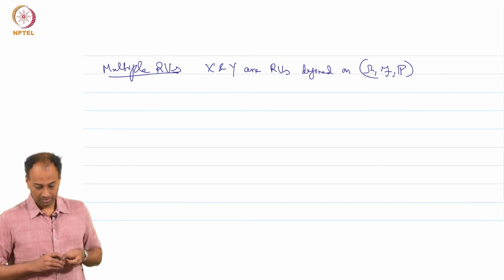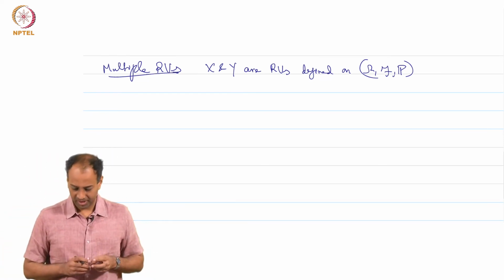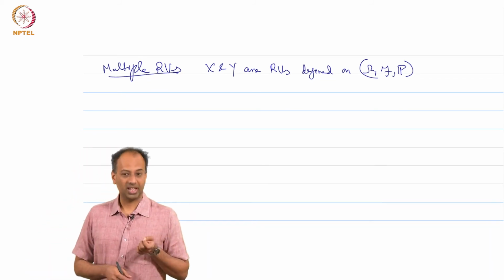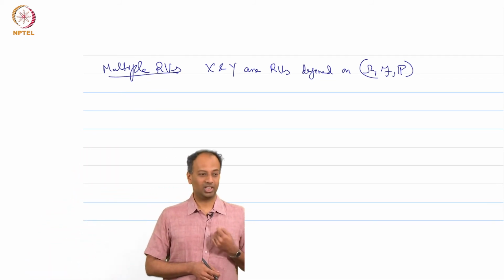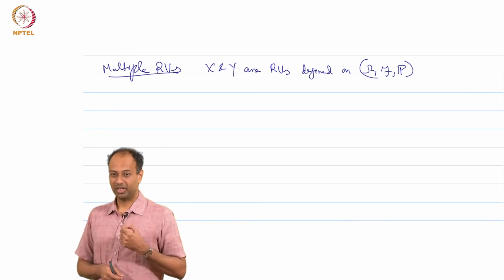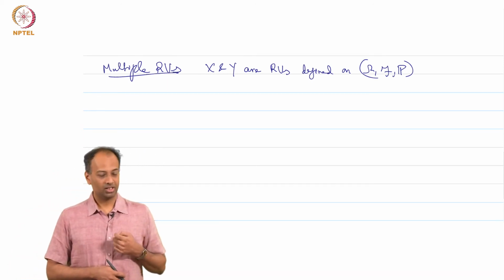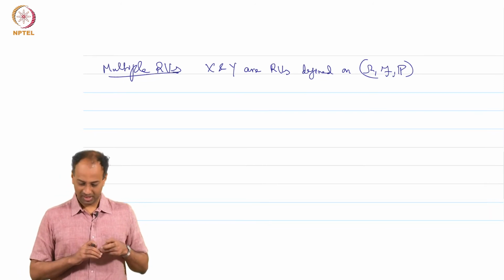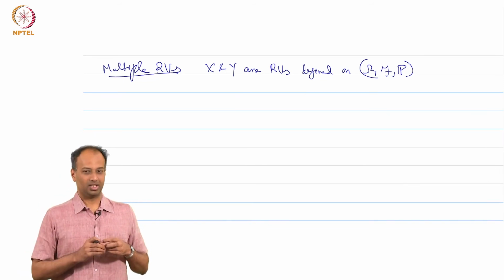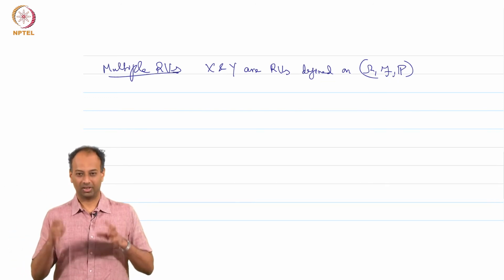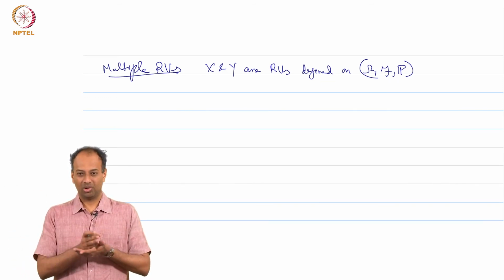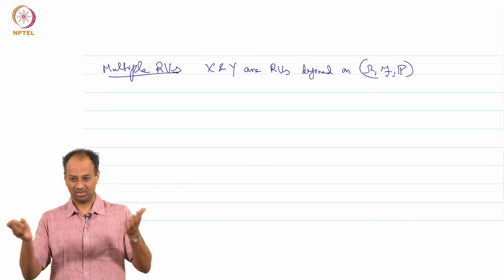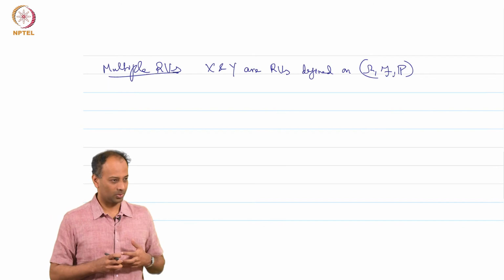Now, please note that these random variables take values determined by the same underlying outcome, the elementary outcome little omega. You can think of x and y as, let us say, one of them is rainfall and the other is humidity on a particular day. There is an underlying randomness which gives the values for both x and y.